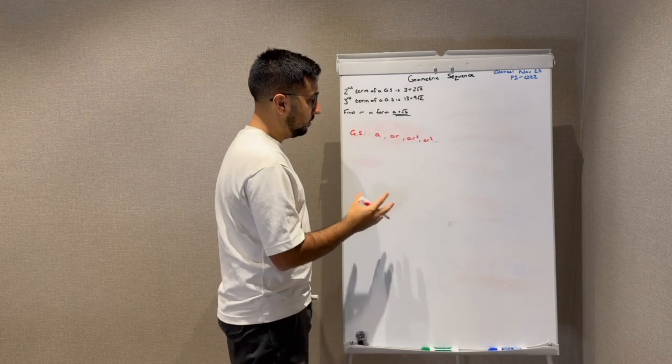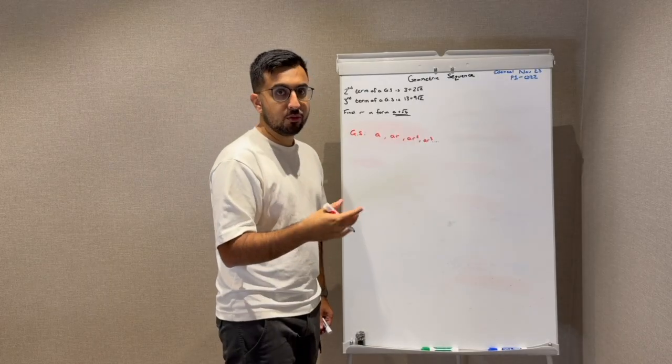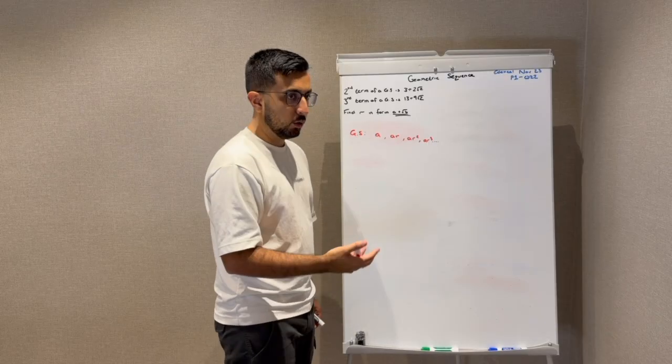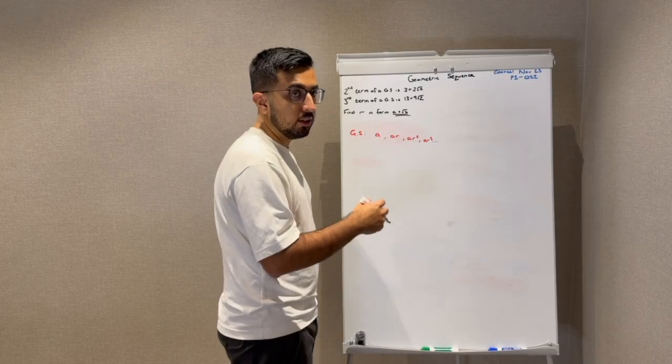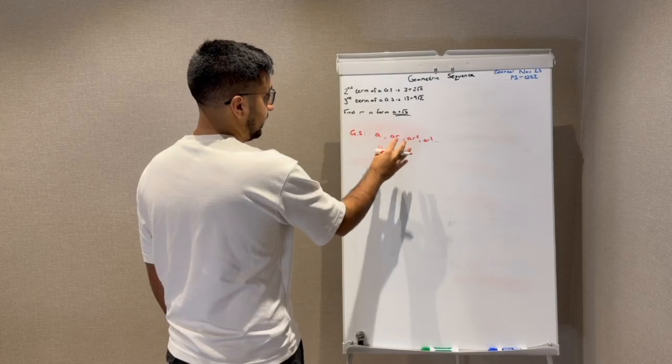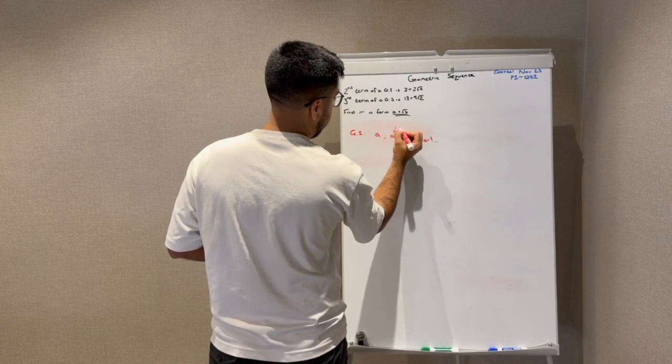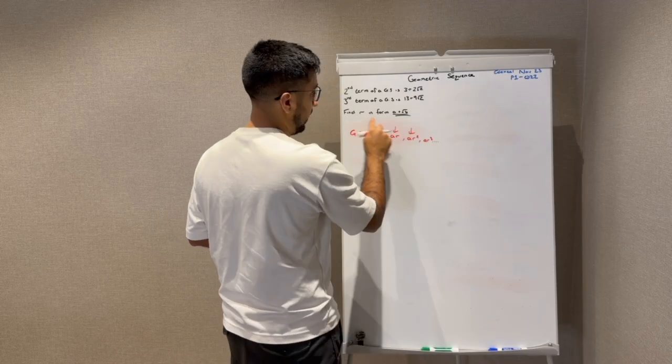A good example of a geometric sequence would be 2, 4, 8, 16, 32, with 2 being the first term and 2 also being the common ratio. And now we can apply this to the question. So, the second term and the third term, and we want to get r.